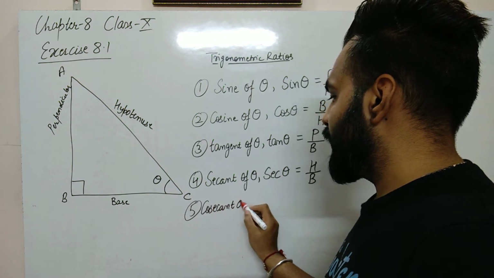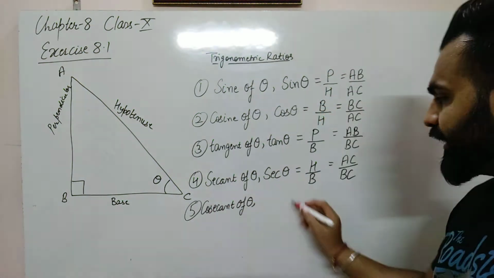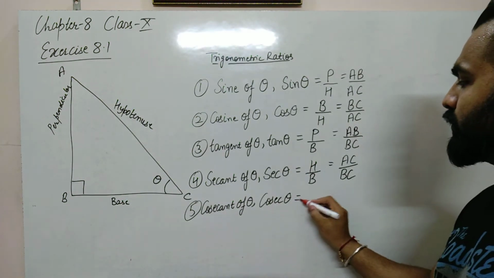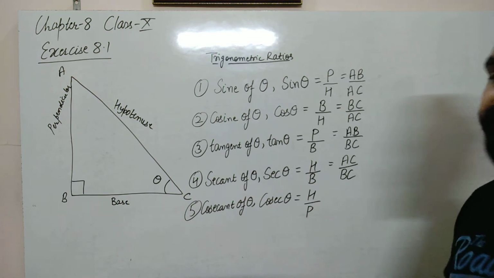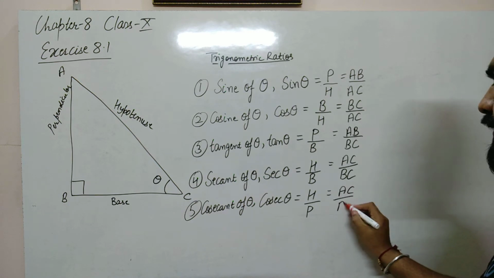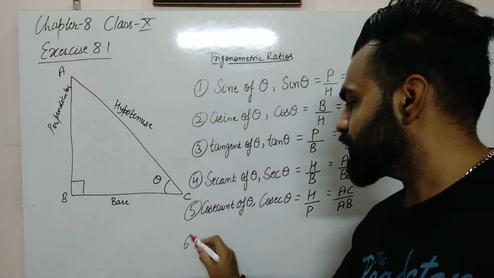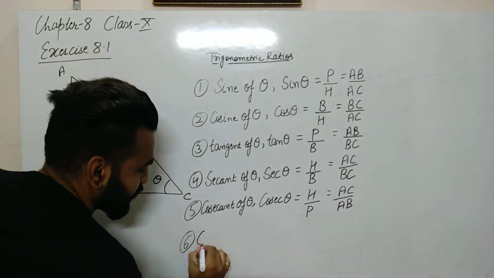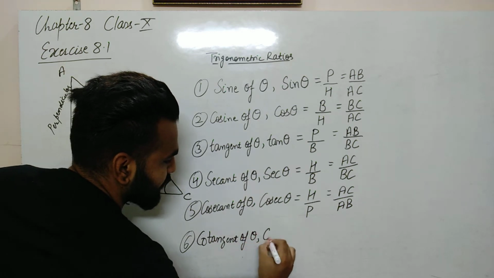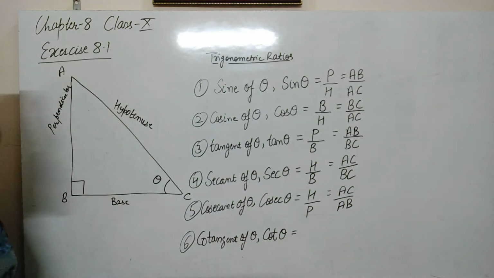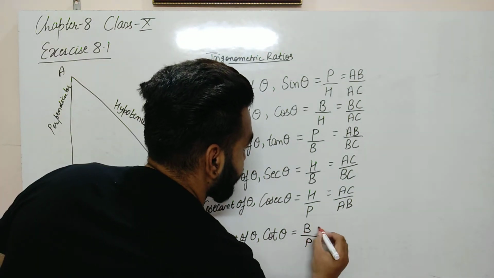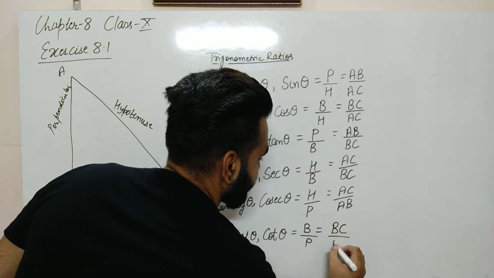Fifth one is cosecant of theta. This is written as cosec theta, and this is equal to H by P. So this is AC by AB. And last one is cotangent of theta, that is cot theta. This is written as cot theta, and this is equal to B by P. That means BC by AB.